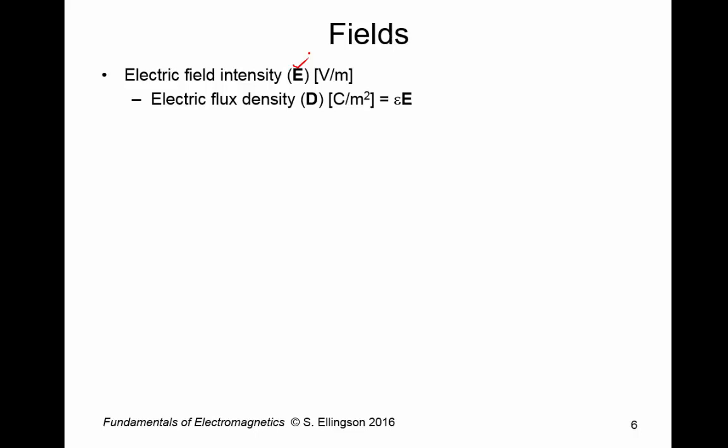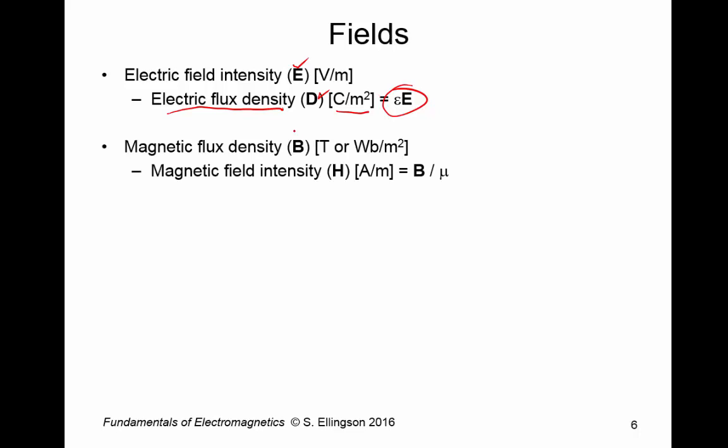The related quantity is the electric flux density. This has the symbol D, also a vector. It has units of coulombs per meter squared, and is actually defined as the electric field, volts per meter, times the permittivity. So the electric flux density is a way to commingle the notion of electric field intensity with the permittivity of the media that field exists in.